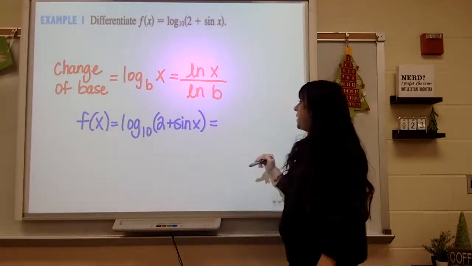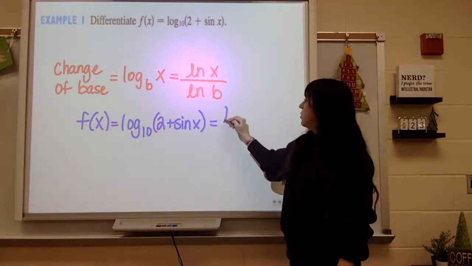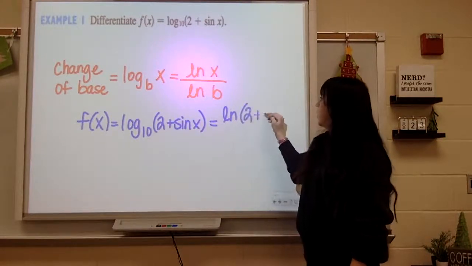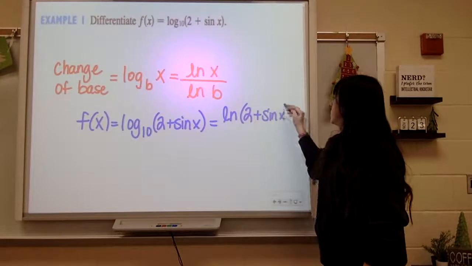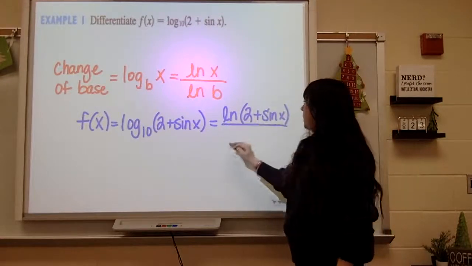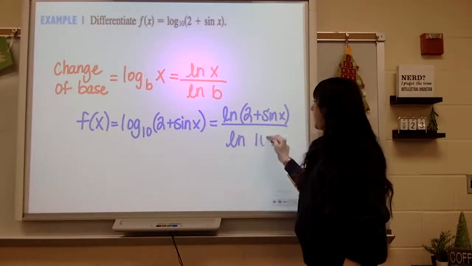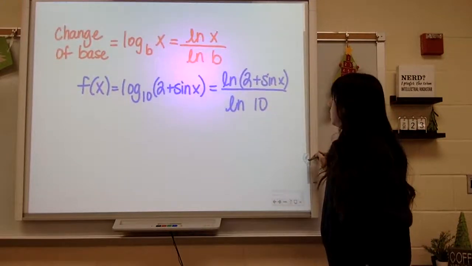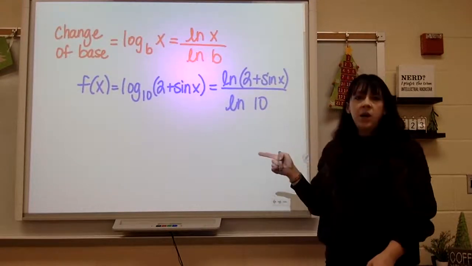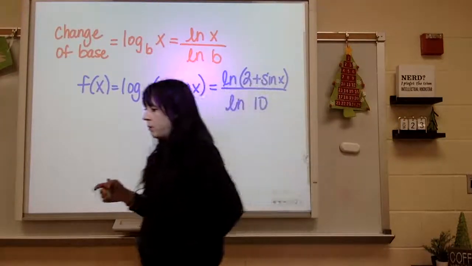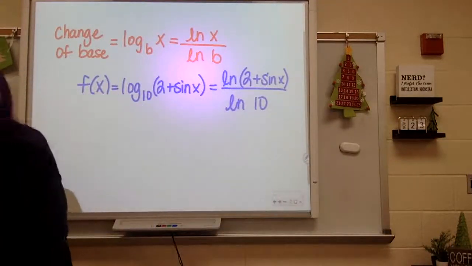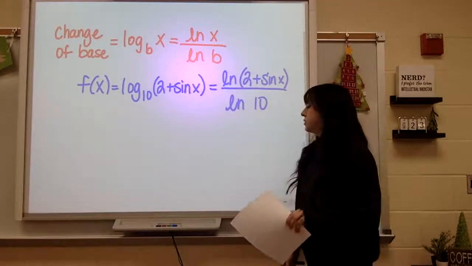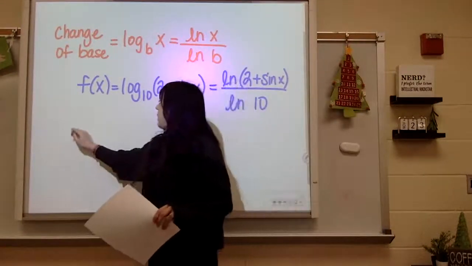All right, so change of base says that I could take ln of all this stuff on the inside, so ln of 2 plus sine x, and divide by ln of the base, which is 10. All right? Still looks like it's going to be complicated. And actually, some of you are probably thinking, oh man, I've got to do the stupid quotient rule for this. You actually don't. Here's why.